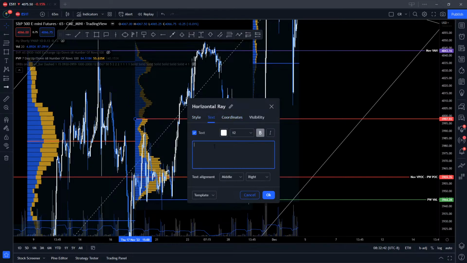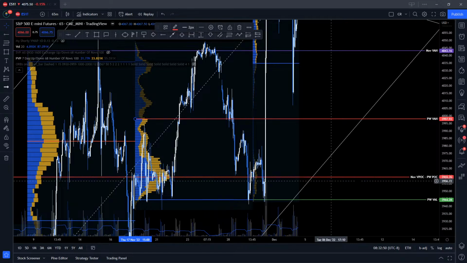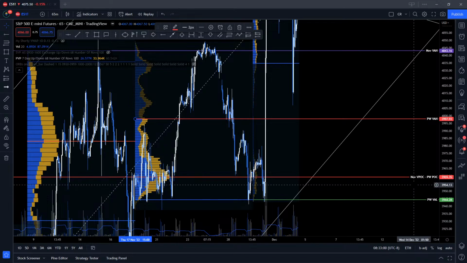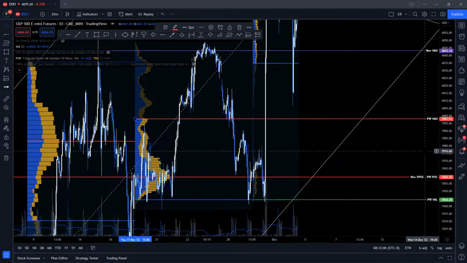So I'll call out my levels on the previous week in just a second here. Previous week value area low is 39.44 and 28 cents. My previous week POC is the same as in November, but it's 39.59 and 35 cents. Previous week value area high 39.97 and 93 cents.